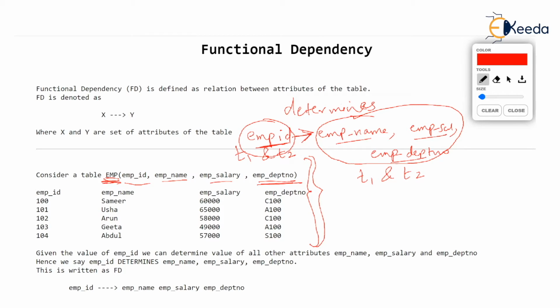That's the meaning of the FD. But what that determines means, you see, this EMP ID 100, which I am marking here, if this number is given, then we can determine the name of the person, the salary that person earns, and the department in which that person works. I hope you are understanding what I am telling.